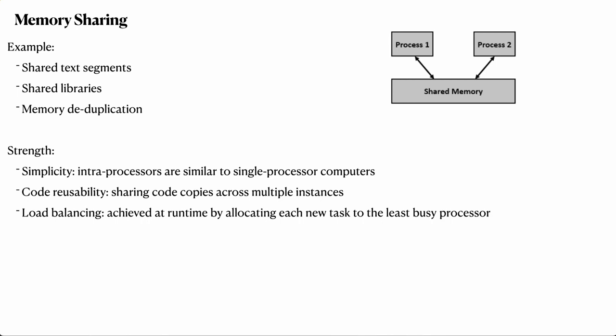Some strengths of this shared memory architecture, first of all, is the simplicity, as the intra-processor communications are similar to single processor computers. Also, we can reuse code by sharing the code copies across multiple instances. We also have load balancing, which is achieved at runtime by allocating each new task to the least busy processor.